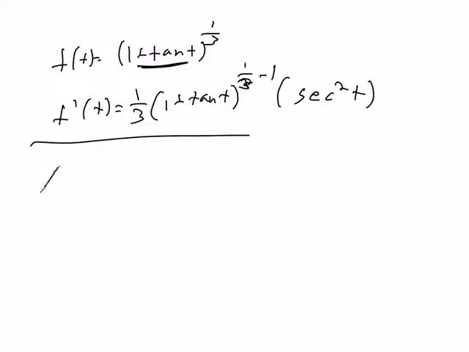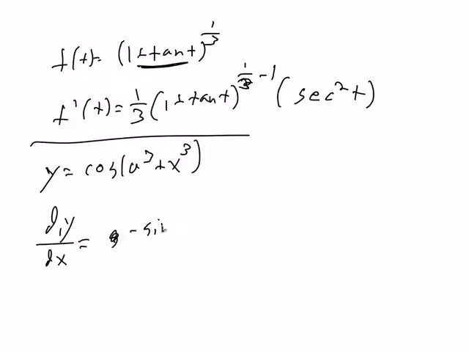So problem 13 gives us y is equal to cosine of a to the 3rd power plus x to the 3rd power, where a is a constant. So we have dy over dx is equal to negative sine, then we just write in the inside function, times the derivative of the inside function, and the derivative of a to the third is just 0, so we get that's the derivative. That's the 13th question.